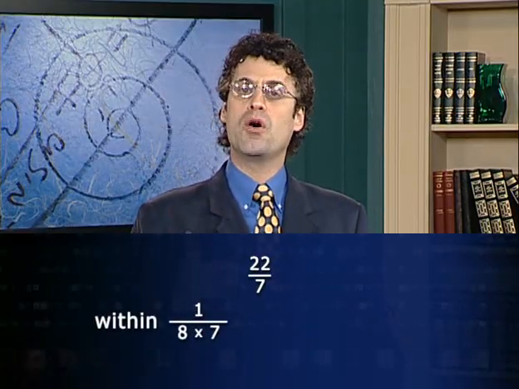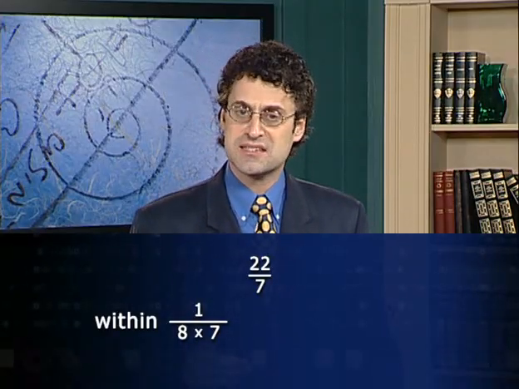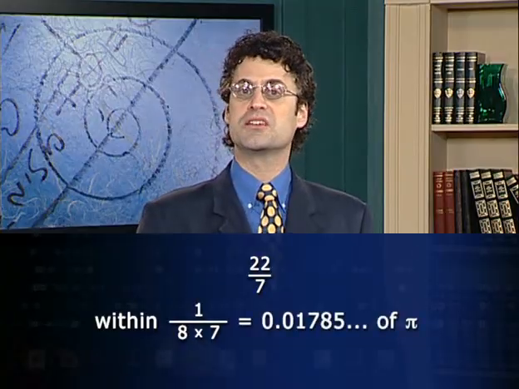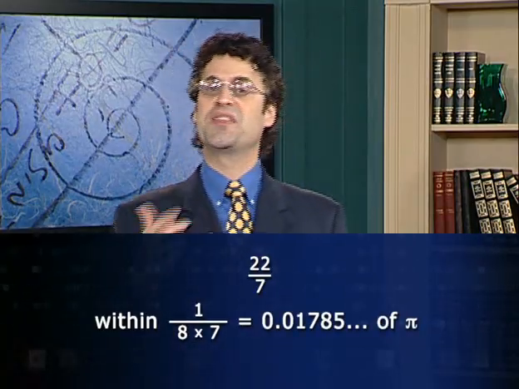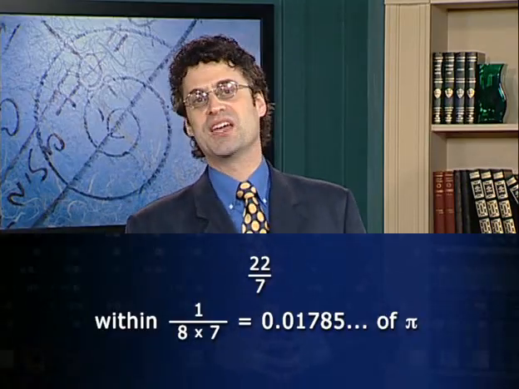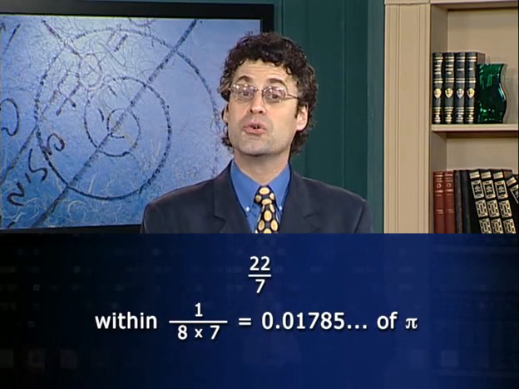It's an excellent approximation. It's actually within 1/8 times 7, or within 1/56 of pi, which works out to be 0.017 and so forth of pi. So very close. And this is why way back in our school days, we were told that if we have to approximate pi, we should use 22/7.